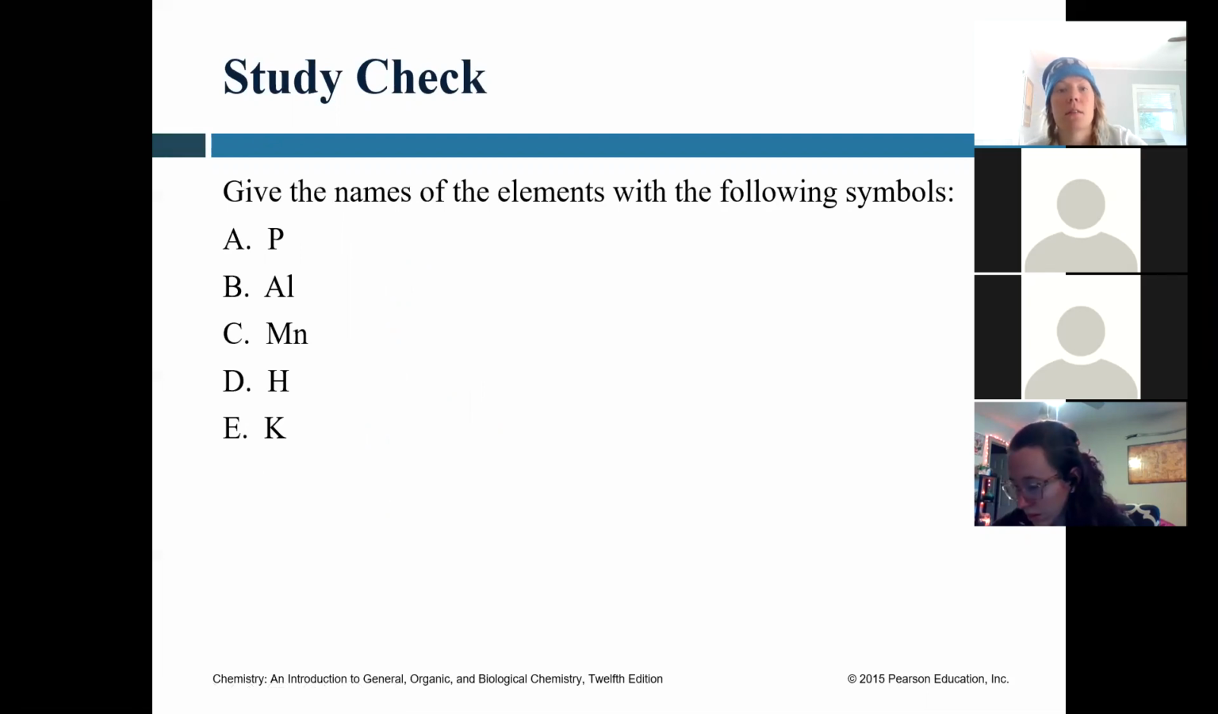All right, so this, yeah, there we go. Okay, so this one, I want you to find the names for these: P, A, L, M, N, H, and K.